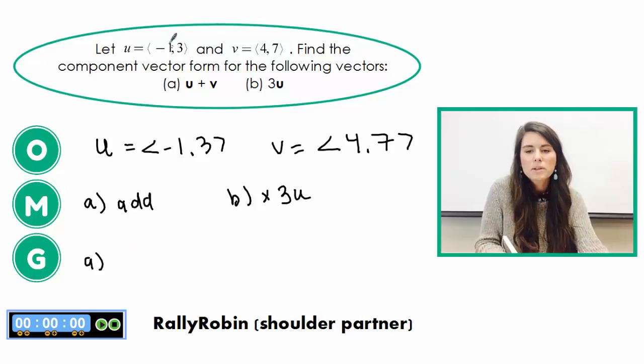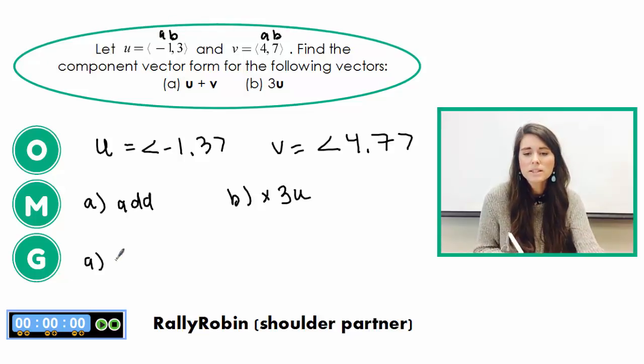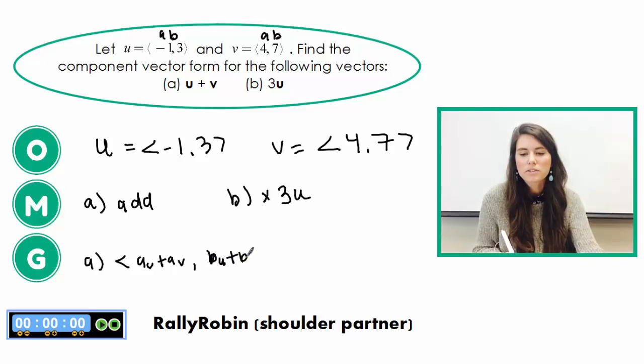And so my game plan for that, I'm just going to add. So remember, these are in the form <a, b>, <a, b>. So that means when I make my new one, I'm going to add the a from u to the a from v. And then I'm going to add the b from u to the b from v. That's going to be what I'm going to do for A. And then for B, I'm really just going to take that 3 and I'm going to distribute it into u.